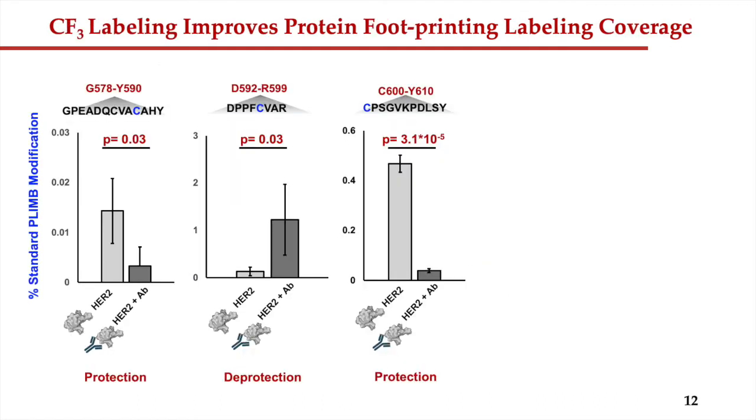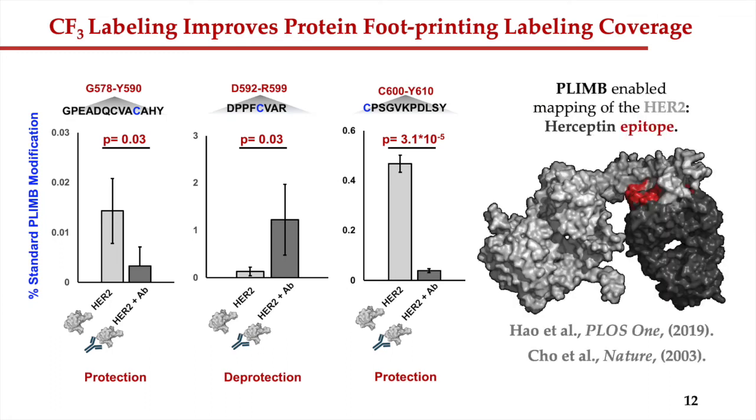And here is the data we got from our HER2 and HER2 plus Herceptin. These were the three most significantly changed peptides we observed. As you can see here, we observed protection, where we see less modification upon antibody binding. We also see deprotection, which often can happen when it's really close to the region, because that structure will sort of pop out in solution and become labeled a little bit more. And when we align these peptides to cryo-EM data, or the crystal structure that's already been obtained, it aligns identically to the epitope that has already been mapped, which is really exciting.